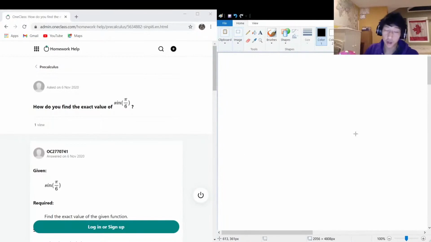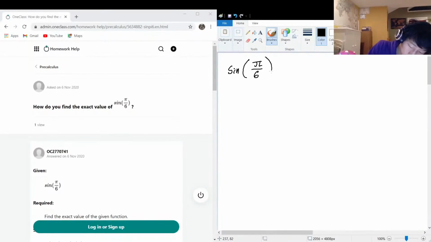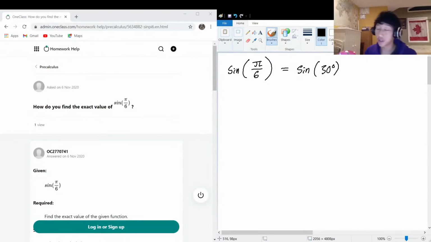Okay, so the next question on the menu today is how do we find the exact value of sine pi over 6? Another way of saying sine pi over 6 is sine 30 degrees, because pi over 6 is a radian angle, and the equivalent in degrees is 30.